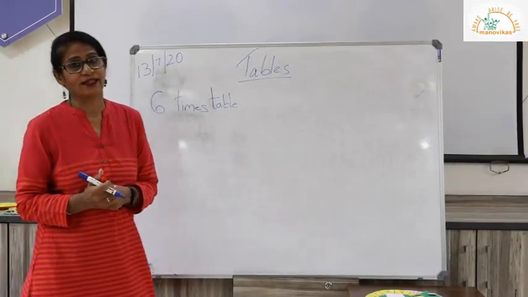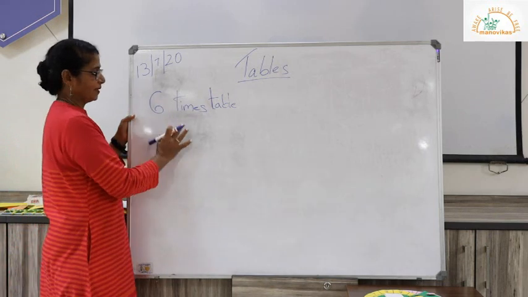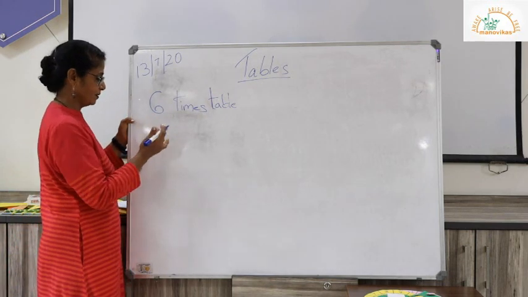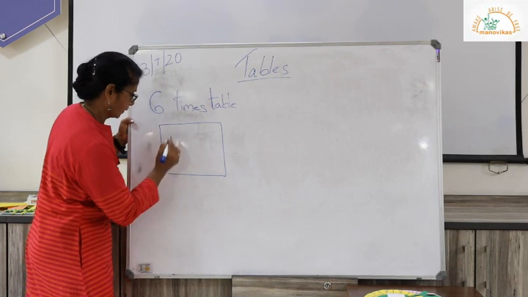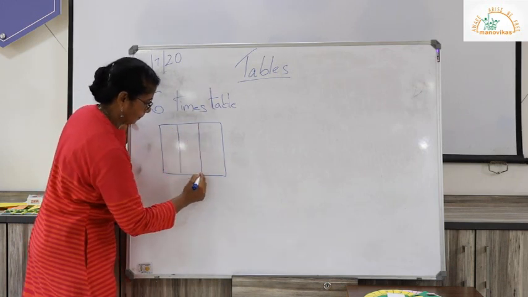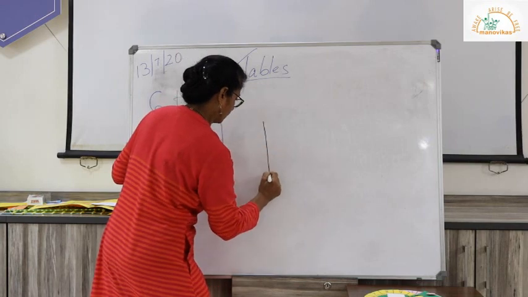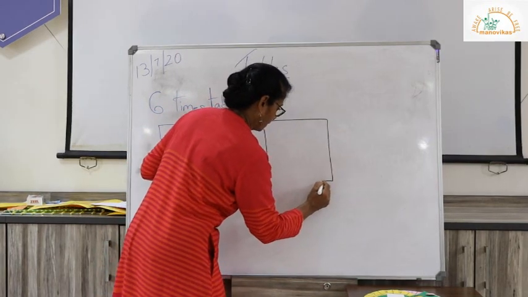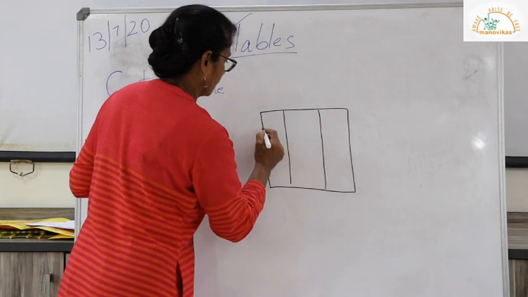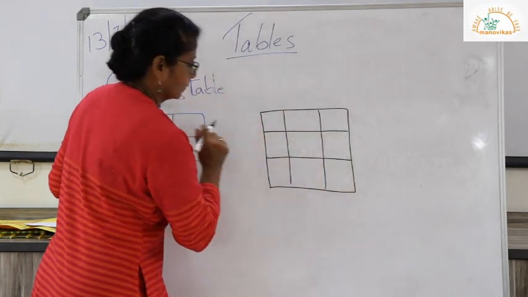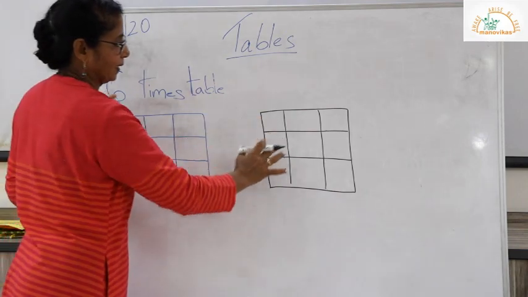For the 6 times table, it is a little complicated, but it is easy if you follow how teacher goes about it. For the 6 times table, we will make 2 grids, 3 by 3. So let's take the first grid. So we have 2 grids here, 3 by 3. The first one in blue and the second one in black.